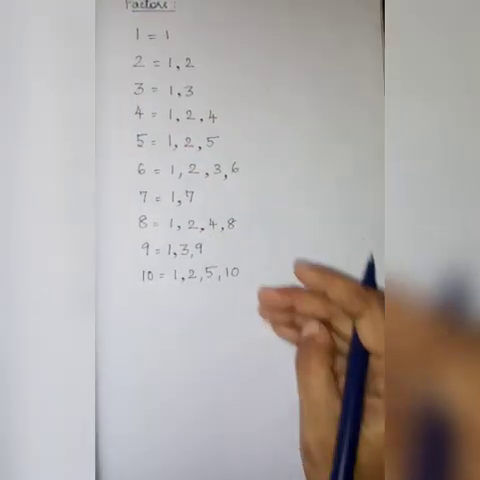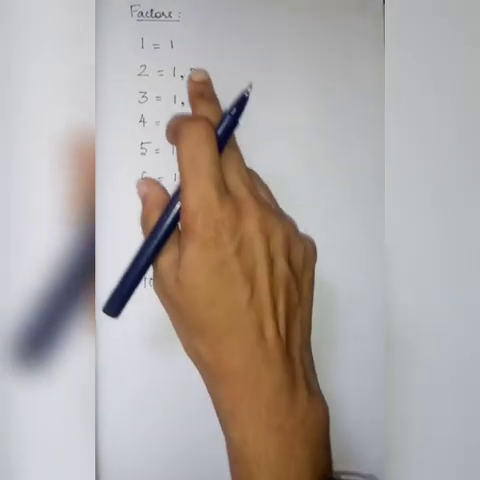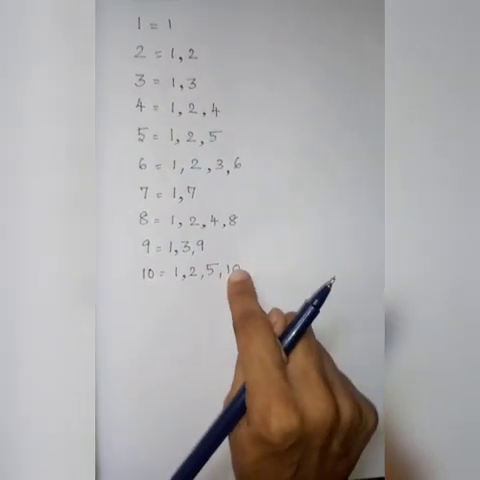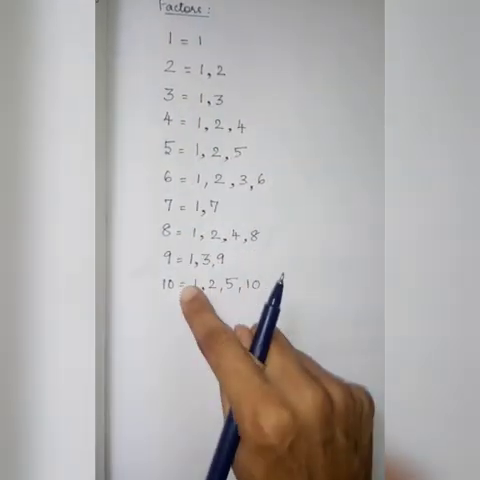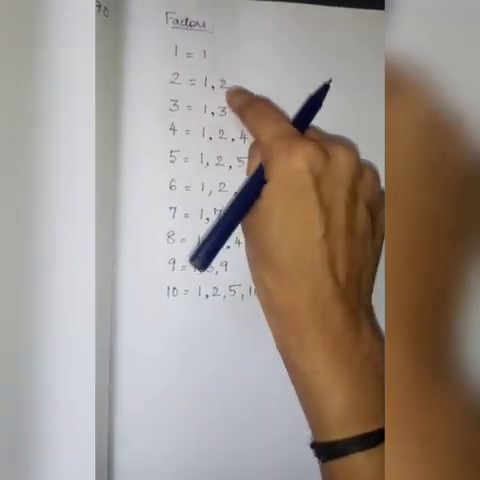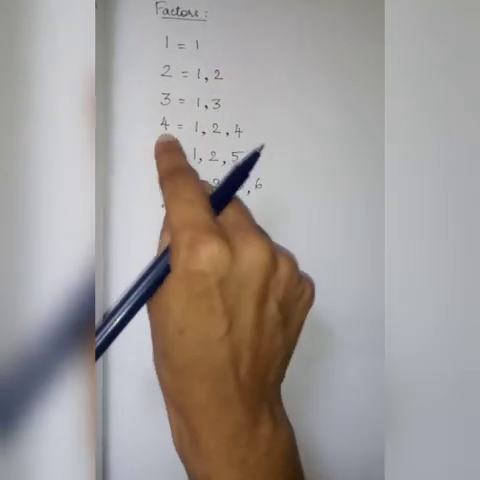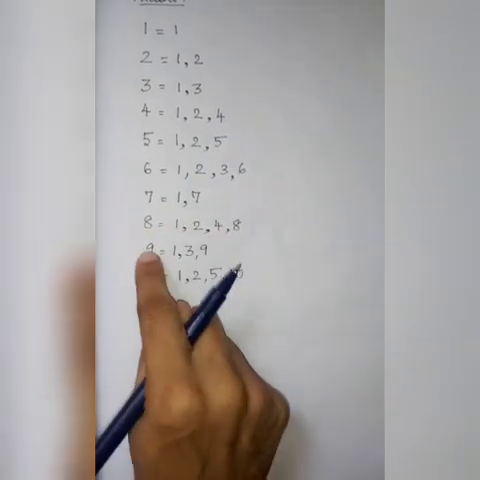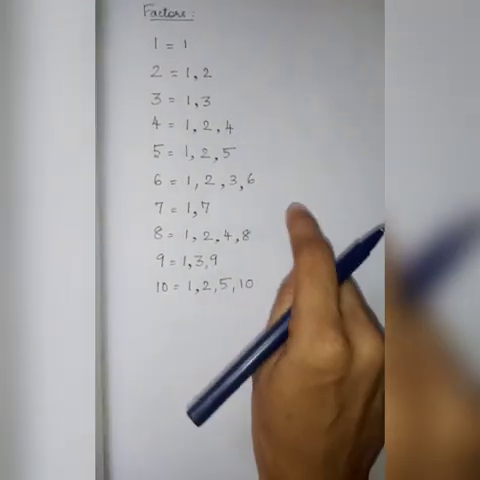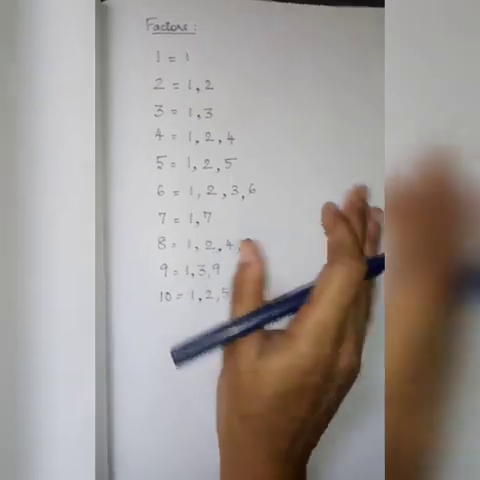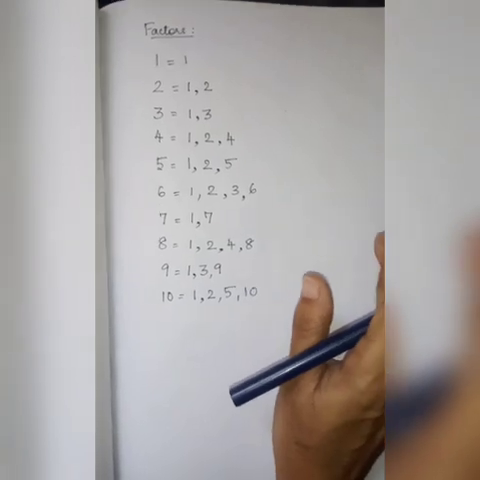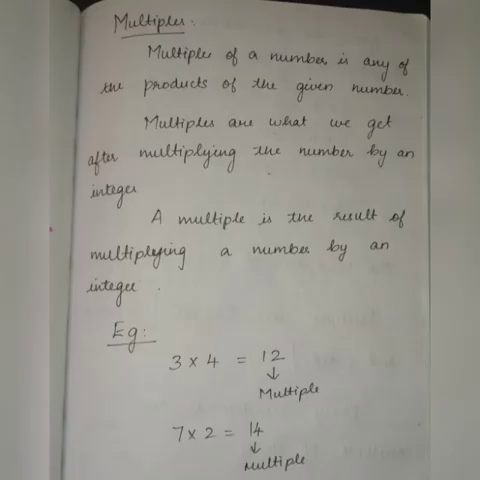Likewise, you can find all the factors of every number, and our factors will always be finite because they have a starting point as well as an ending point. Every number will have 1 as a factor. Then every number is a factor of itself. Here 2, 2, 3, 3, 4, 4, up to 10, 10. So every number is a factor of itself and it is finite. In each and every table, whether it comes or not, like that you can check and write the factors. Next topic is multiples.